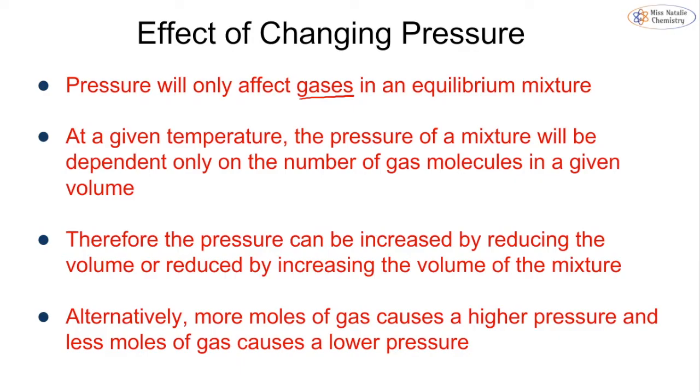So at any specific temperature, the pressure of a mixture is going to be dependent only on the number of gas molecules there are in that specific volume. So at a specific temperature, we're going to have all the particles moving at a different energy. If I don't change that temperature, the only thing affecting the pressure is what volume they're in. So what I can do is I can increase the pressure by reducing the volume, or I can reduce the pressure by increasing the volume, depending on what I want to do.